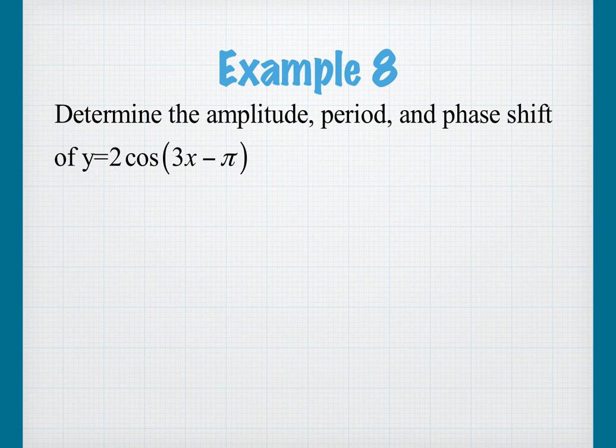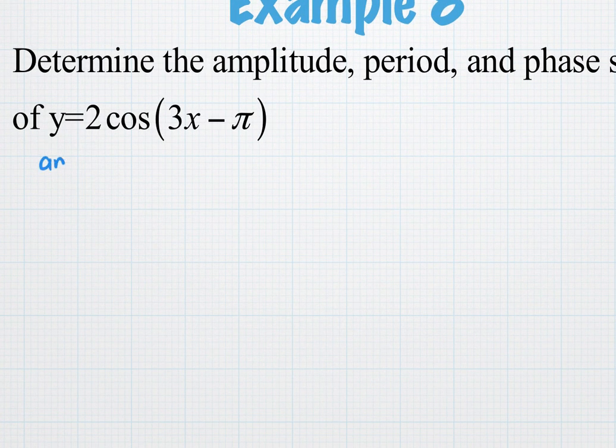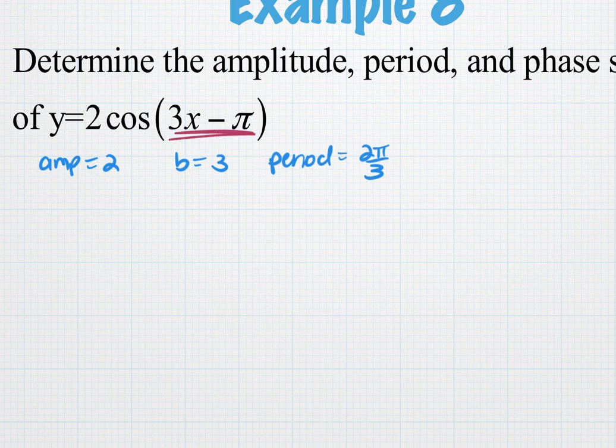All right, now we're going to do a cosine with a phase shift. But again, we're just finding it, not graphing all the way through. So what's your amplitude? 2. Your B is 3, so the period is 2 pi over 3. I would do 2 pi over 3 times a fourth, times a half, times 3/4, and then end with 2 pi over 3. But then there's a phase shift because you're adding or subtracting here. So 3x minus pi equals 0, 3x equals pi, and x equals pi over 3. So your phase shift is a positive pi over 3.